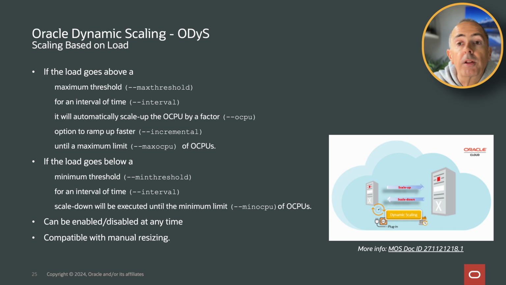Similarly, if the load goes below, say, 50% for a period of 5 minutes, then we'll scale down until we reach the minimum number of OCPUs that we've determined. And these can all be enabled and disabled at any time, and they're compatible with manual resizing.